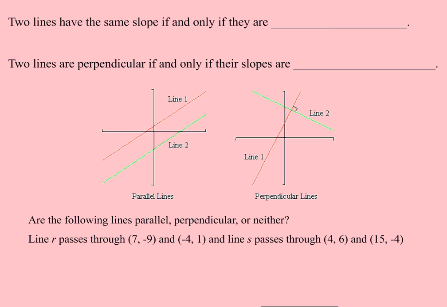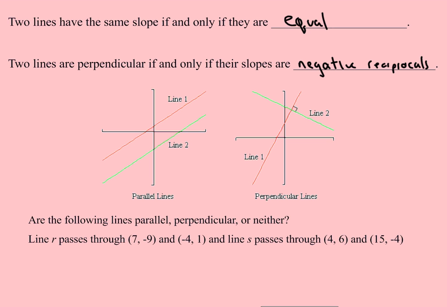So, two lines have the same slope if and only if they are parallel. Two lines are perpendicular if and only if their slopes are negative reciprocals. Okay, so if I flip it over and change the sign. So if it's positive, it becomes negative. If it's negative, it becomes positive. And I flip it over.